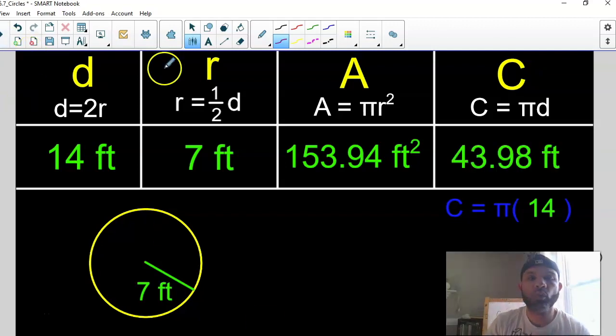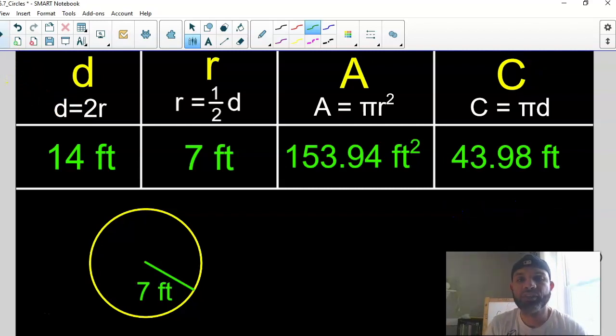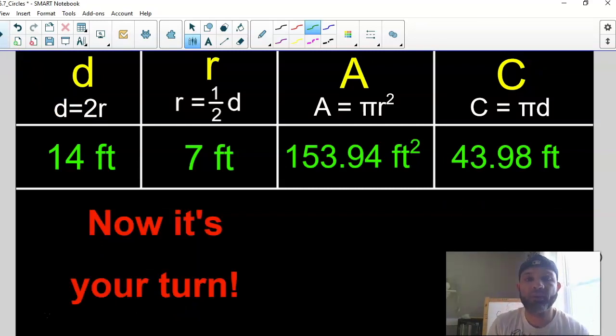All right, one thing to also make note of here is our units, right? Notice this is feet, but area is feet squared, right? We're talking about the space inside of the circle, whereas the circumference is just the distance one time around that circle with a diameter of 14 and a radius of 7, okay?